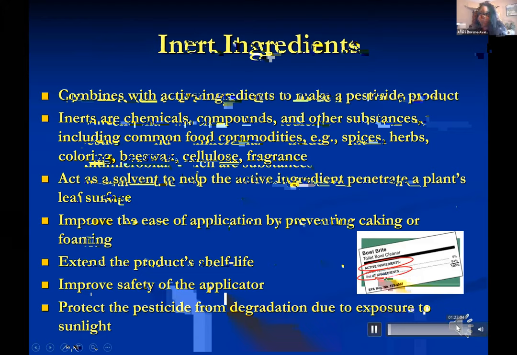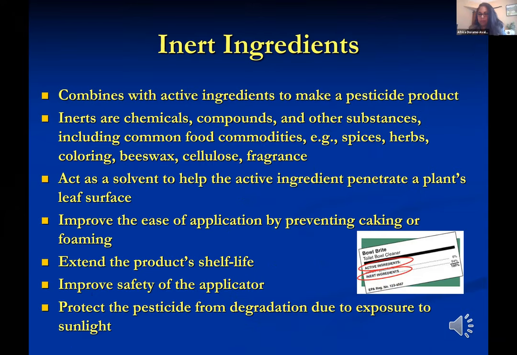Inert ingredients are combined with active ingredients to make a pesticide product. Inerts are chemicals, compounds, and other substances, including common food commodities, for example, spices, herbs, coloring, beeswax, cellulose, or fragrance. So for example, the product Roundup, when it is applied, sometimes it is a color blue. So that would be considered an inert ingredient. It can also act as a solvent to help the active ingredient penetrate a plant's leaf surface. For example, if an insecticide is being applied to an agricultural product, they can add oil so it can help seep to the ground or the soil as opposed to being on the plant. That would be considered an inert ingredient.